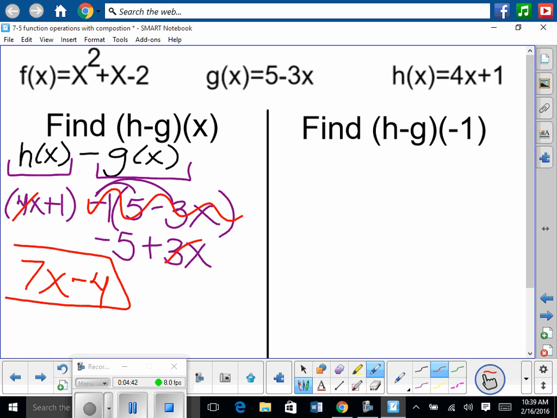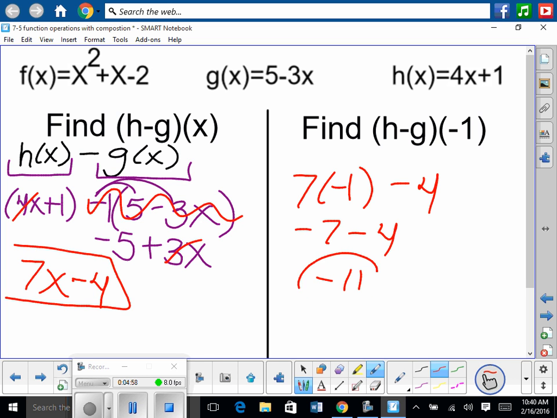That is h minus g of x. Now we're doing h minus g of negative 1. So instead of an x, there's a negative 1. So we have 7 times negative 1, instead of an x, there's a negative 1, minus 4. Now you have to use parentheses, but that's negative 7 minus 4, which is negative 11. Is everybody comfortable with that?